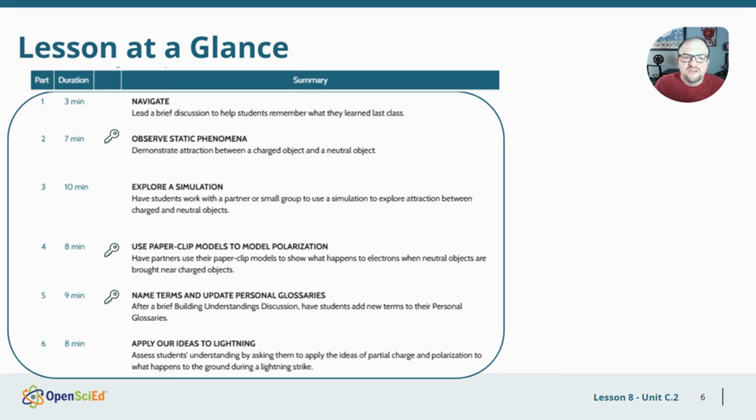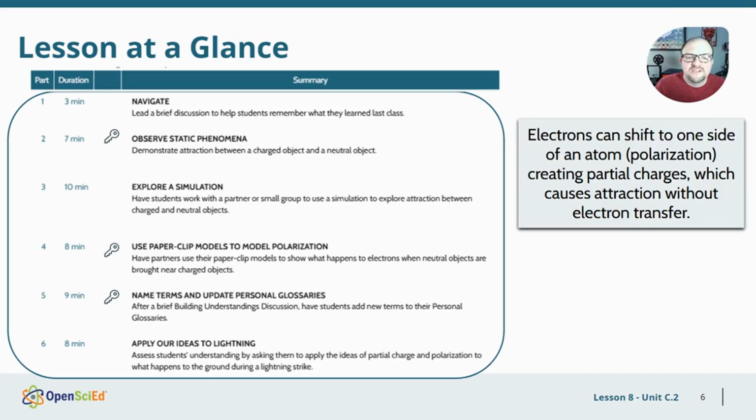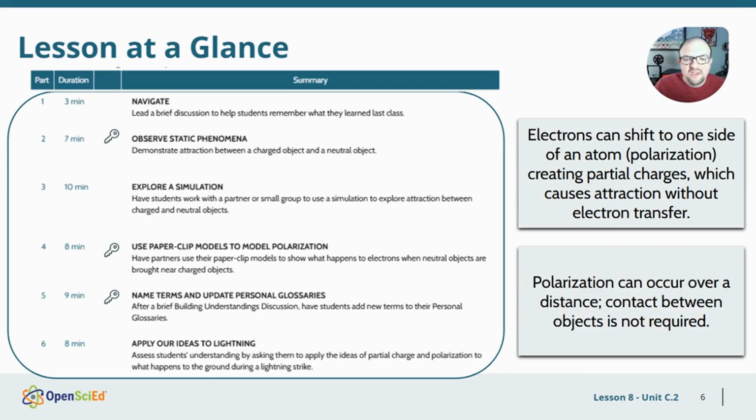We have one single sense-making loop today, and we start by observing that impossible interaction between a charged balloon and neutral paper. From there, we move to a computer simulation to visualize the charges, and then we refine that model using paper clips to figure out that electrons can shift within an atom, but not actually leave that atom. We call this polarization, and we end by realizing this mechanism allows for attraction without contact, which is key to explaining lightning.